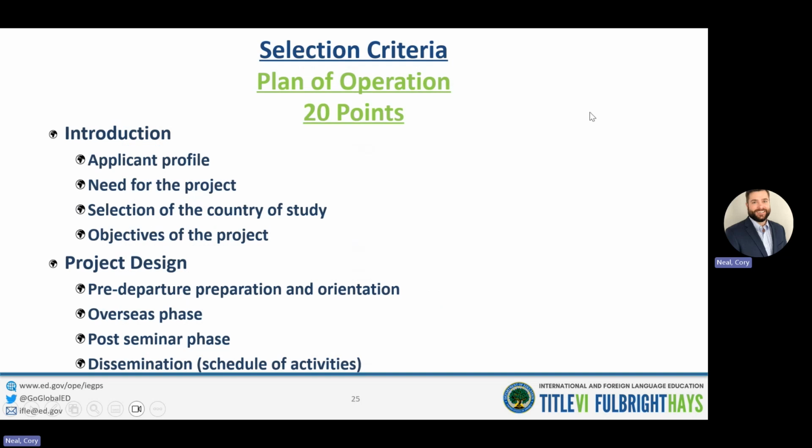So again, plan of operation, 20 points. Under the plan of operation, you should introduce the reader to your institution or organization by providing statistics and other demographic information that's relevant to the project. The need for the project, the selection of the country of study, and the objectives of the project should also be discussed. Your project design should be addressed. This generally includes the 3 project phases that we just discussed. Applicants should note how each phase of the project is to be carried out and supported under the plan of operation.